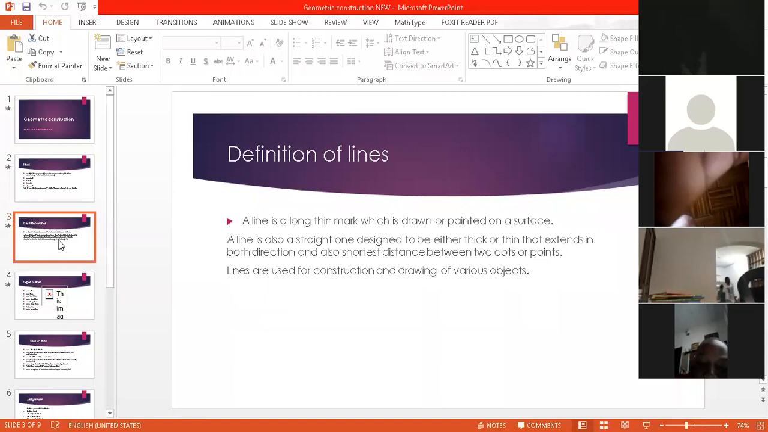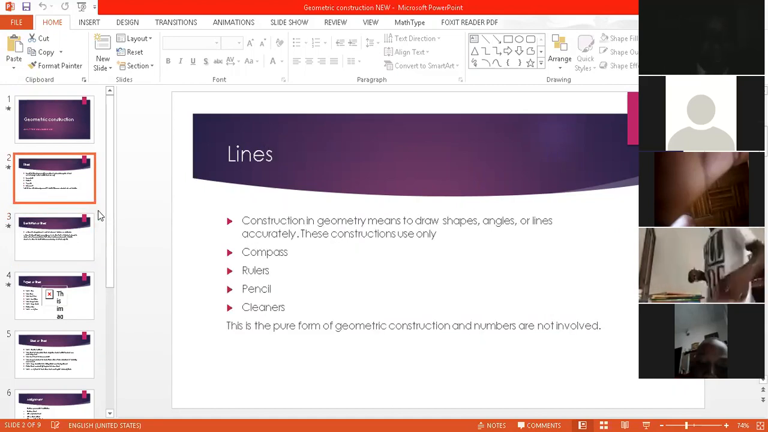Fatima Akali, where is your own paper? Get a plain sheet, please. Plain sheet of paper. And also get ready your compass, your ruler, your pencil, and a cleaner. If you have done that, please just type in yes. Just type in yes if you have done that.